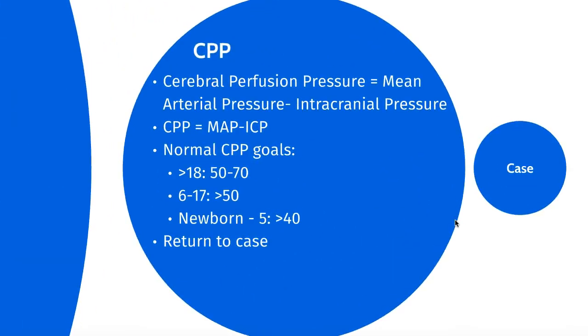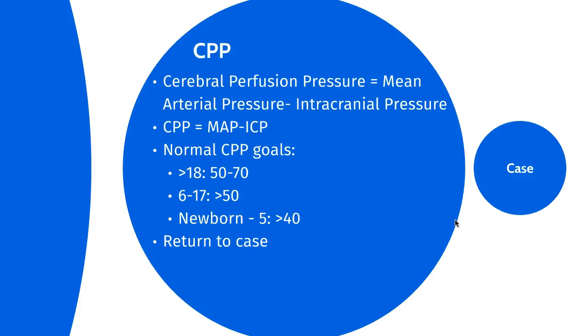So what's the equation? The equation is your mean arterial pressure minus your intracranial pressure. So your CPP equals your MAP minus your ICP. Normal CPP goals: in patients who are greater than 18 years of age, a goal is between 50 and 70. In children who are between the ages of 6 and 17, the goal is greater than 50, and in newborns, the goal is greater than 40.